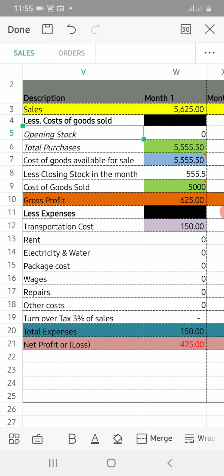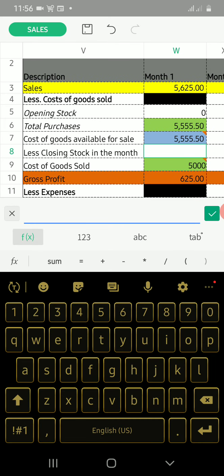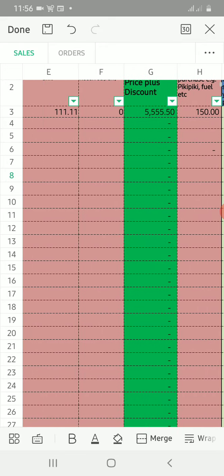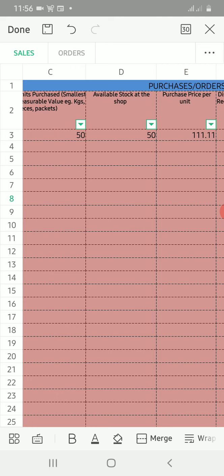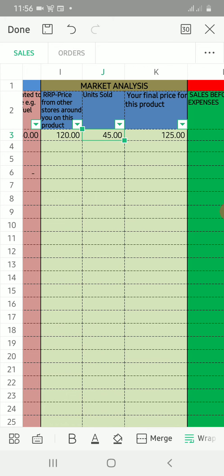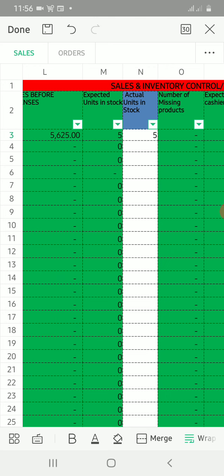All right, then you will be expected now to fill. Remember, this is not automated, so after conducting a stock take at the end of the month, you now come and update this cell here. That is the closing stock for the month. Remember, we had bought, let's go back to the tool, we had bought 50 units, okay, but we were able to sell 45 units, and according to our tool, the stock that is available at the end of that month will be 5.